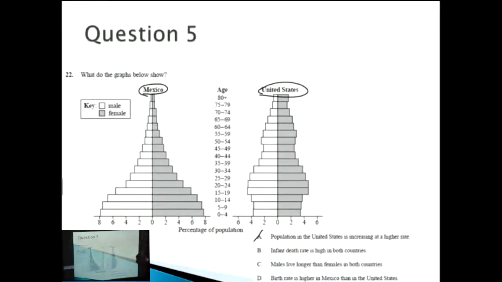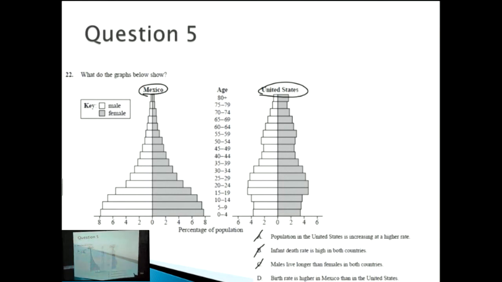How about B? Infant death rate is high in both countries. Well, we're talking about percentage of population here, so we don't really know anything about the death rate. So once again, we can ignore B. How about C? Males live longer than females in both countries. If we compare males versus females, males being the white color versus female, which are in the grey color, you can see that, say in the United States, there are more females alive at 80 plus compared to males. So this doesn't seem to make sense either. Just by ruling out the first three answers, we can see that D is most likely to be the right answer, but let's double check.